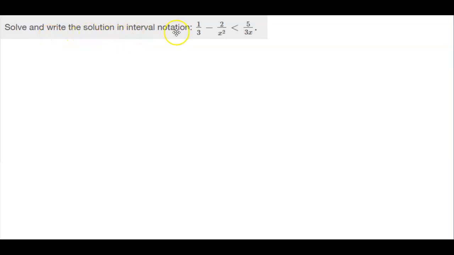Solve and write the solution in interval notation. 1/3 minus 2 over x squared is less than 5 over 3x. So if we write that out, we have 1/3 minus 2 over x squared is less than 5 over 3x.